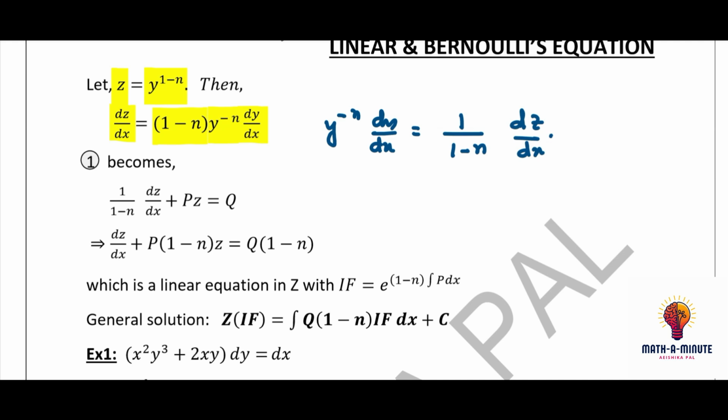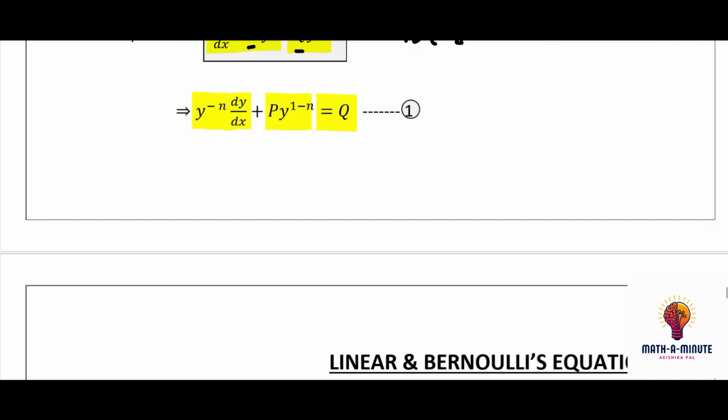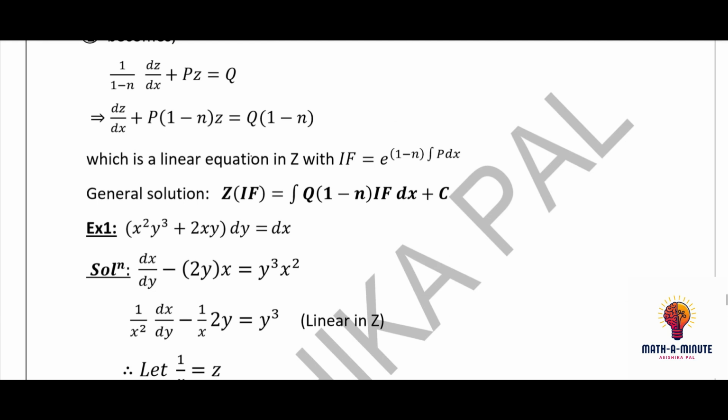So in equation 1, if we put the value of y^(-n) dy/dx, it will be 1/(1-n) dz/dx + P z = Q. So now we can write this equation in the form of dz/dx + P(1-n) z = Q(1-n).